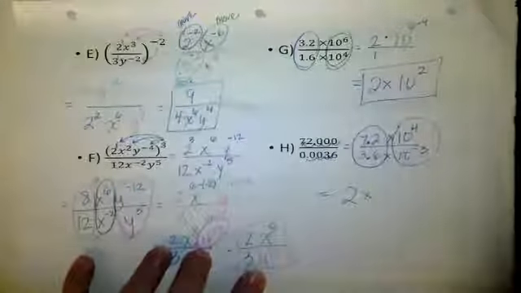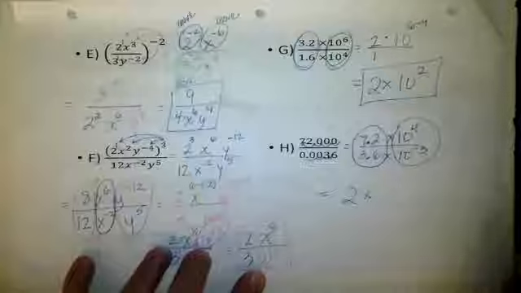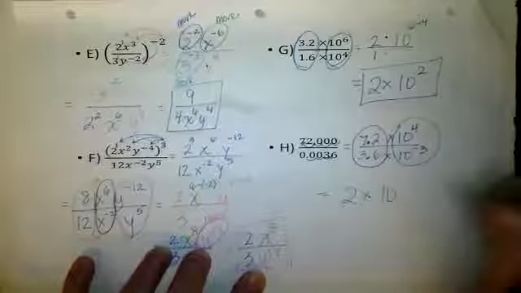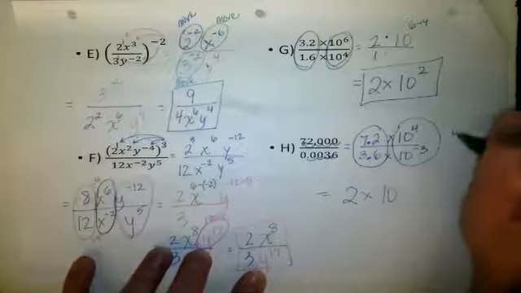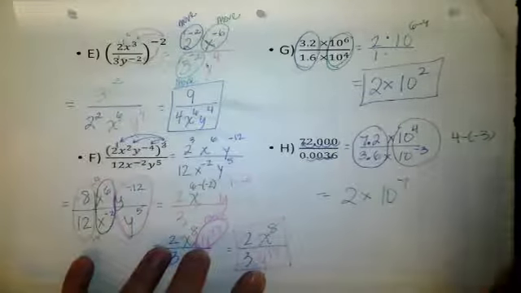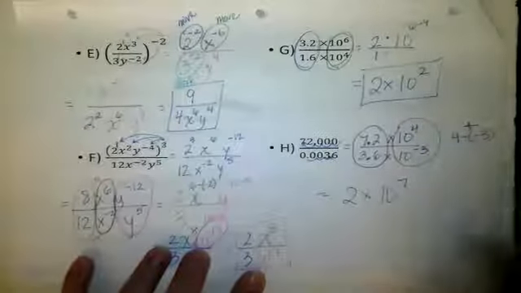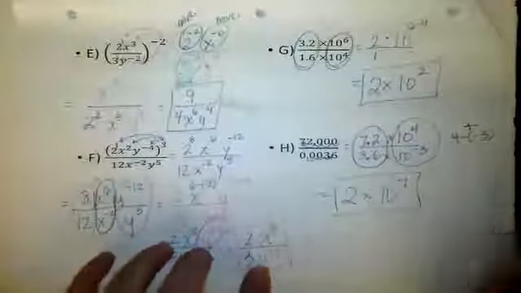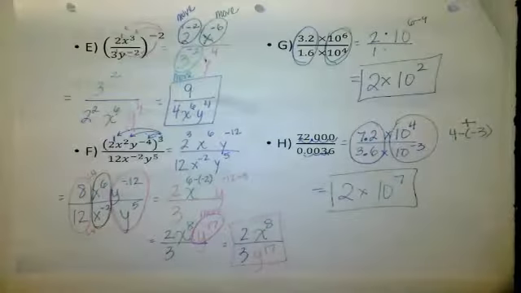And then 10 to the 4th over 10 to the negative 3. They have the same base. And we get to subtract. 4 minus the negative 3 becomes what? 7. Minus a negative is really plus. So we get 2 times 10 to the 7th. Okay? Any questions for me?